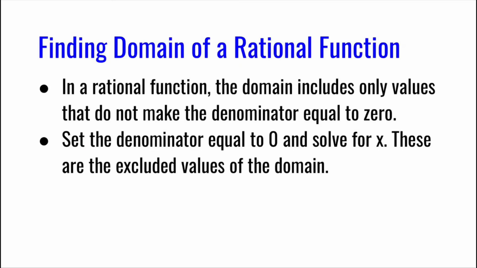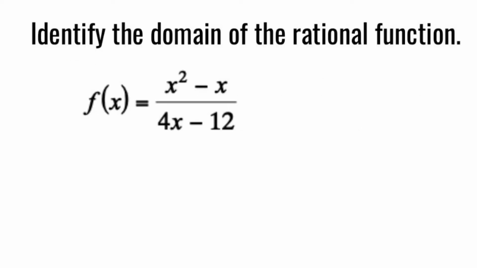In finding the domain of a rational function, the domain includes only values that do not make the denominator equal to 0. Identify the domain of the rational function f of x is equal to x squared minus x all over 4x minus 12. Give it a try and play the video whenever you're ready for the solutions.